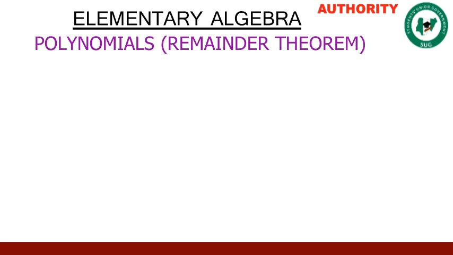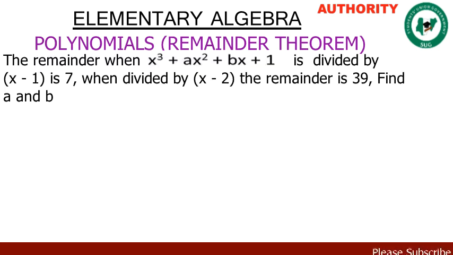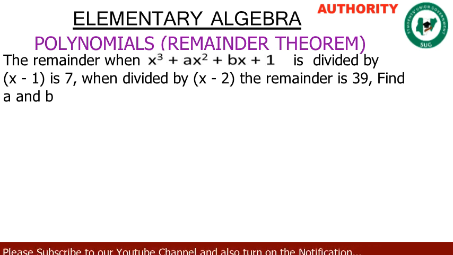Let's take another question on remainder theorem. We are still on remainder theorem under polynomials. The remainder when x cubed plus ax squared plus bx plus 1 is divided by x minus 1 is 7. When divided by x minus 2, the remainder is 39. Find a and b. Yes, this is what we are asked to solve.